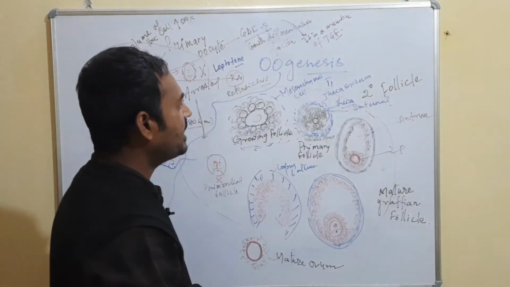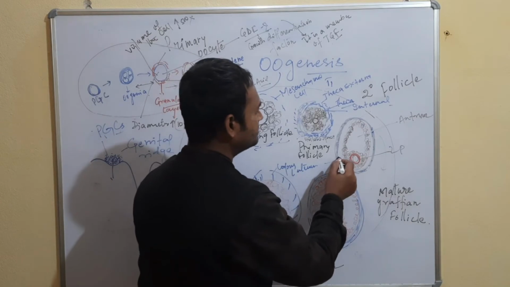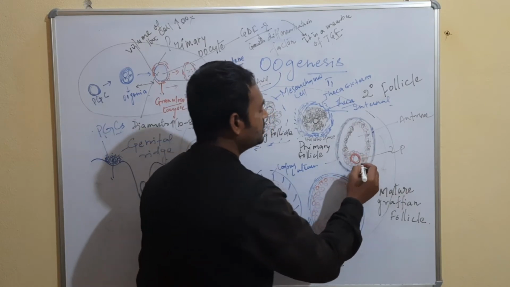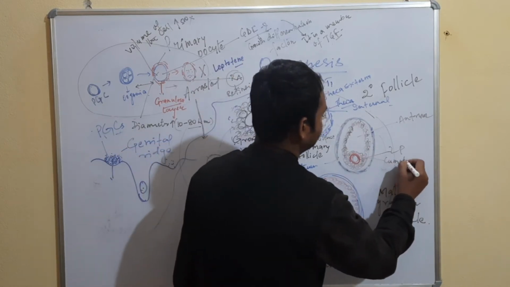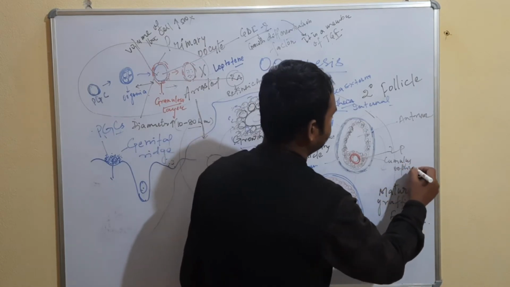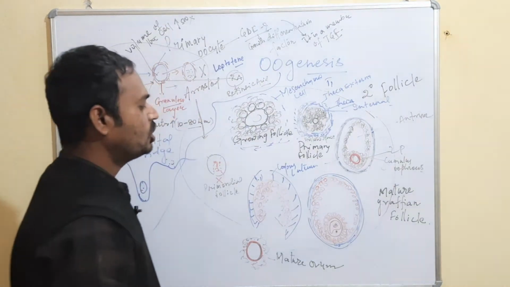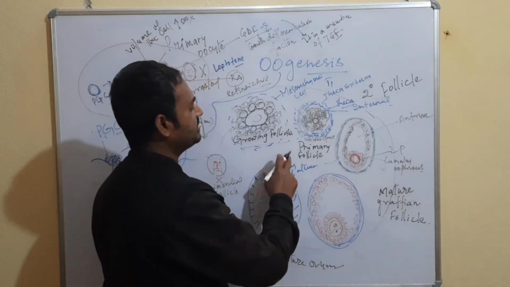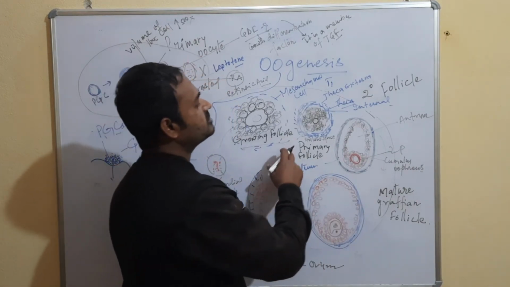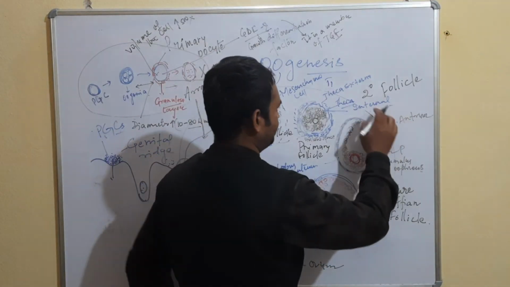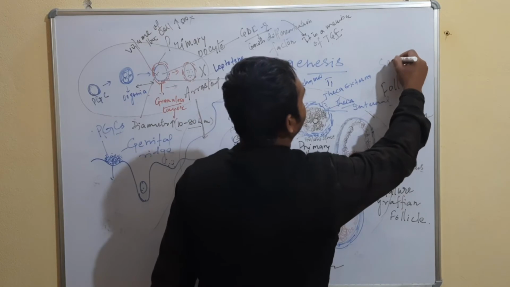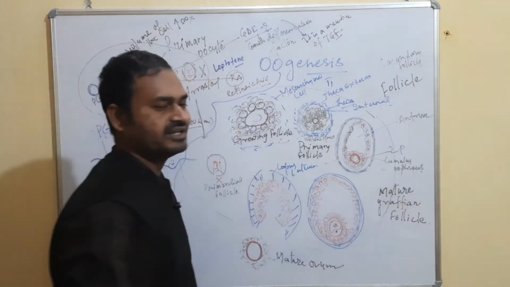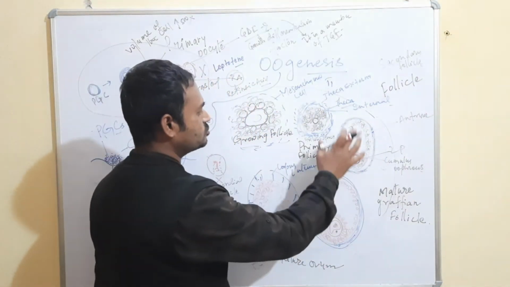Right now we have got the theca externa, theca interna, and this is the layer of the granulosa cells, and this is called the cumulus oophorus. Okay, and this will be called the primary follicle. Here the primary follicle will turn into a secondary follicle.